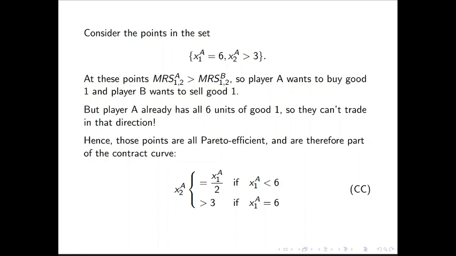And therefore, they cannot trade anywhere else in such a way that it's a Pareto improvement. And hence, the points in that set must be Pareto efficient. And therefore, the complete contract curve is given by equation CC here.